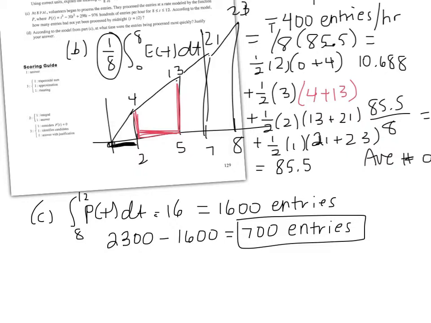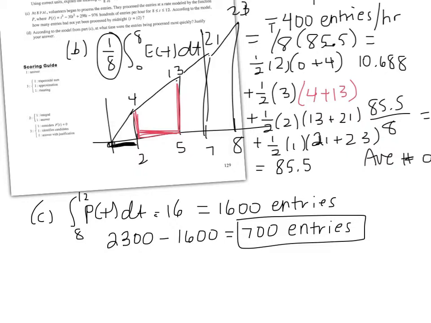All right, and then D. So according to the model from part C, at what time were the entries being processed most quickly? Probably right over the. Not integrate. Wait, is that an acceleration? No. It's a derivative. Why do I need a derivative? Because it's the rate of change. So you have some kind of cubic function, and you're finding the maximum of that cubic function. Does that make sense? You're finding when your slope is equal to 0, not the biggest.